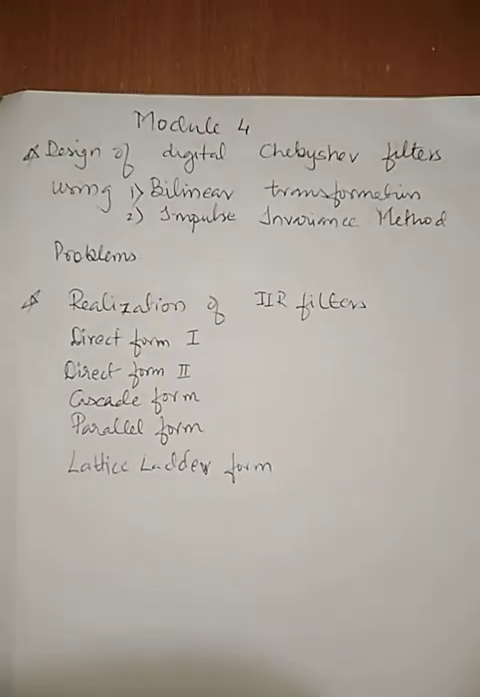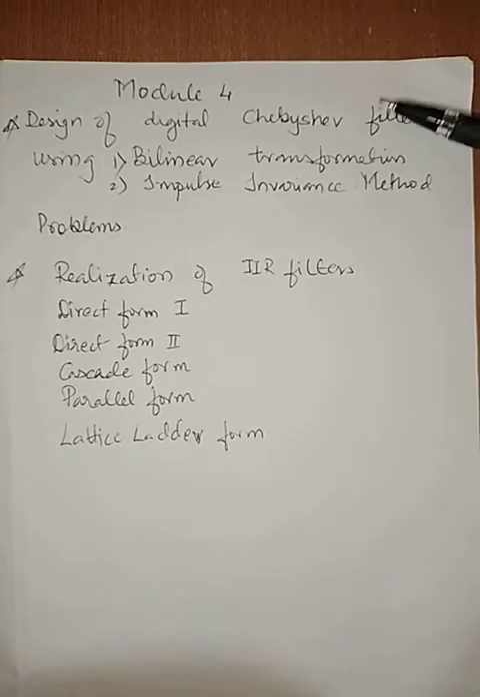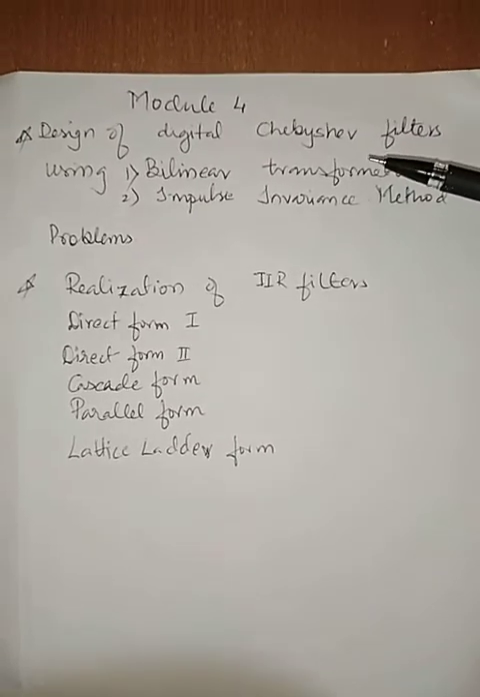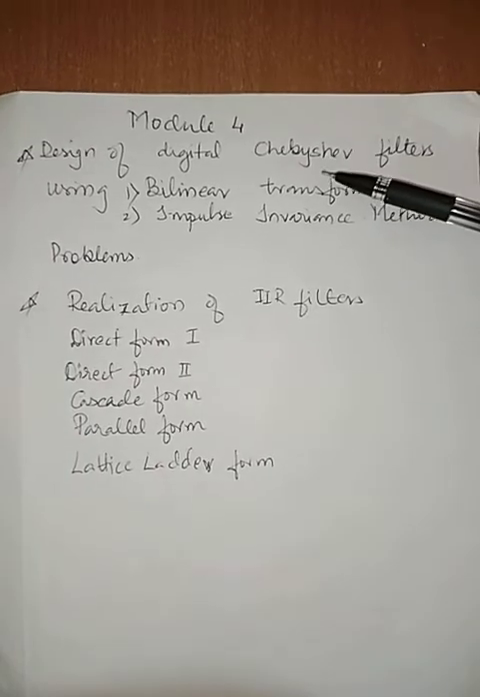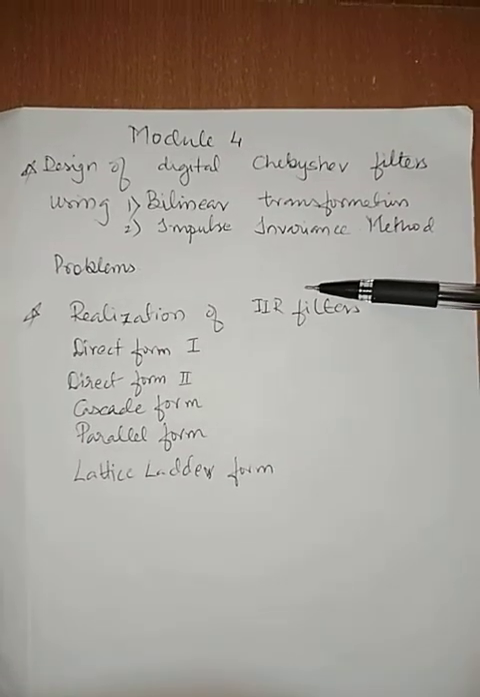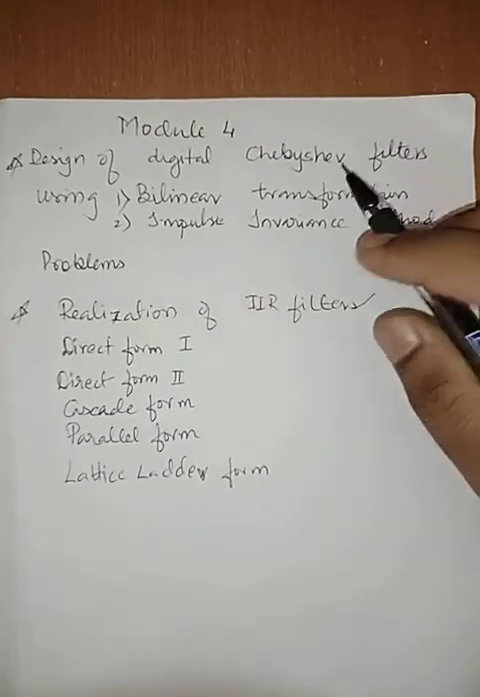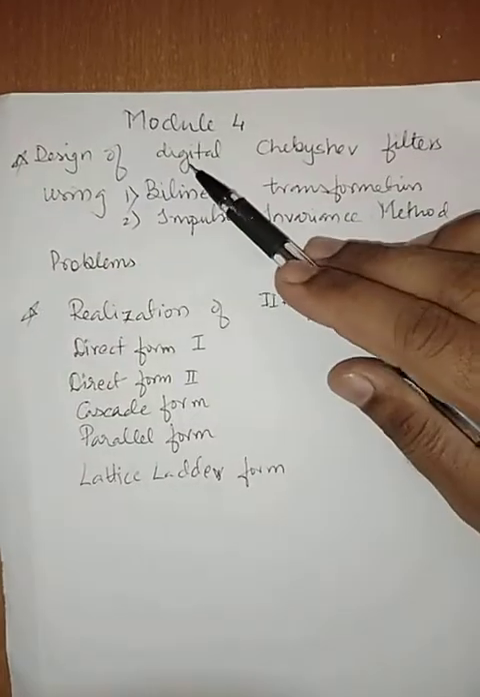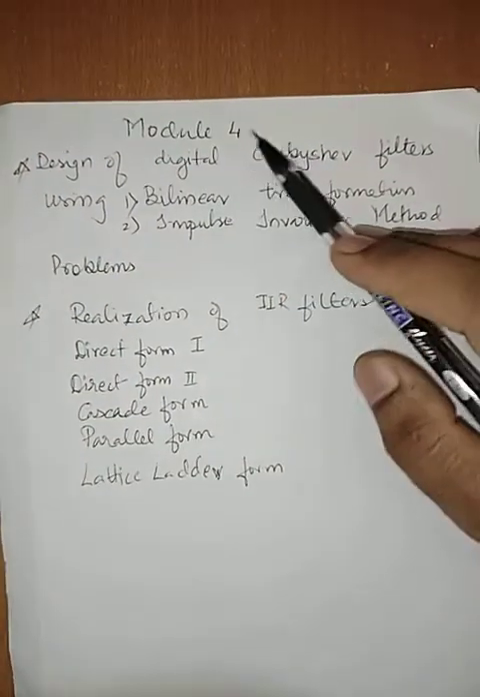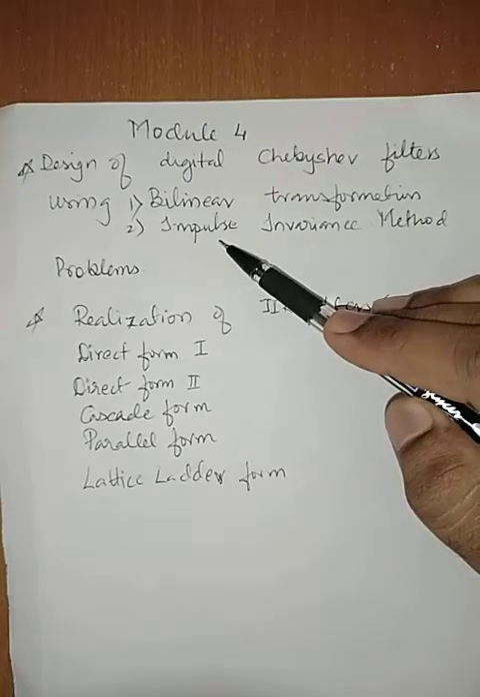Hello everyone, today we'll be dealing with Module 4, design of digital Chebyshev filter using bilinear transformation and impulse invariance method. The second chapter of Module 4 is realization of IIR filter, which is already covered. So in the first chapter of Module 4, we'll be looking at the design of a digital Chebyshev filter using bilinear and impulse invariance method.